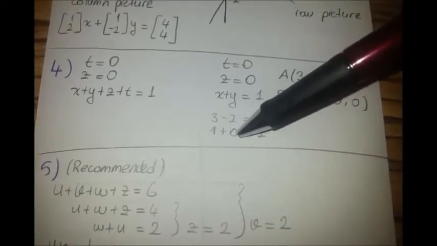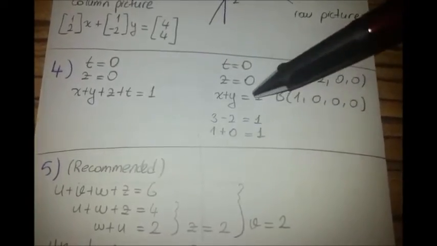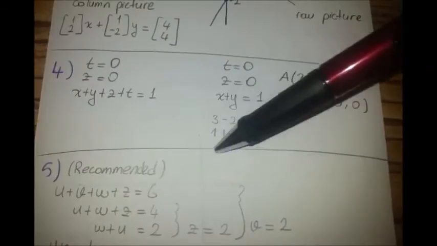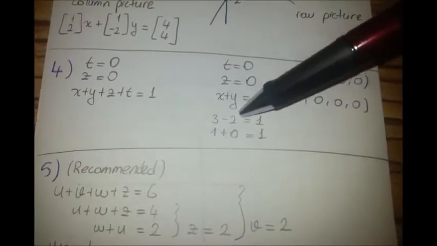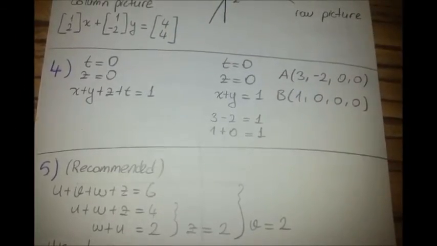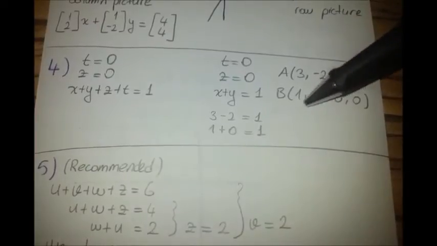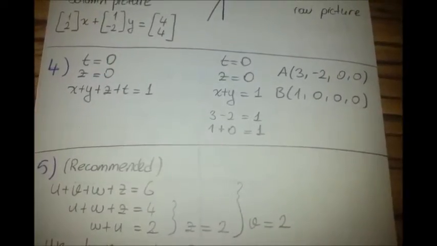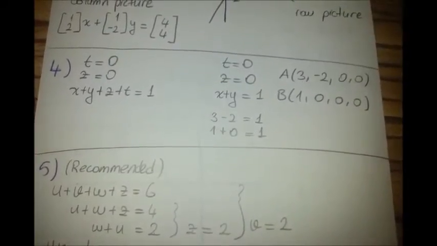For example, 1 plus 0 is equal to 1. This summation holds for this, and this subtraction holds for this equation as well. So I can find as many other points as well, those a and b's.